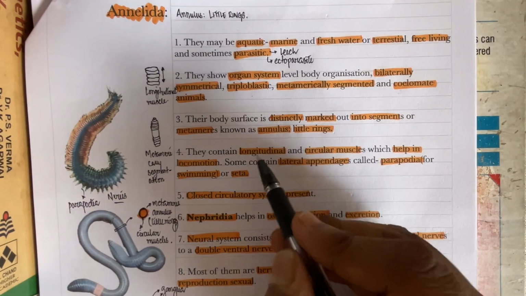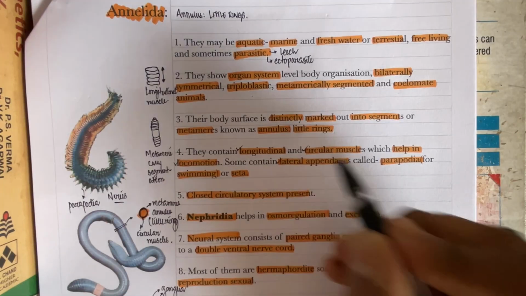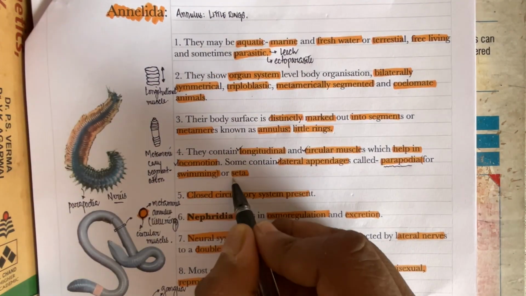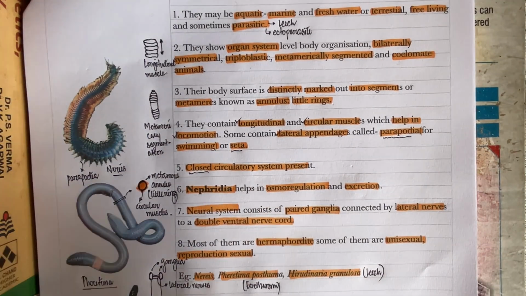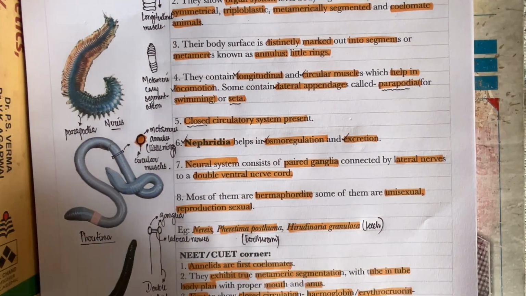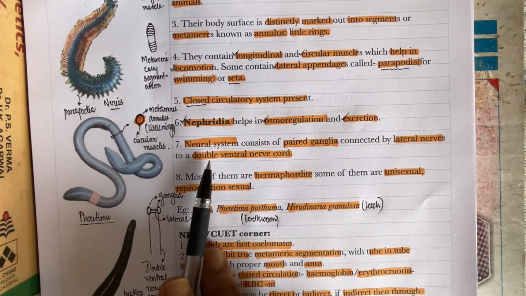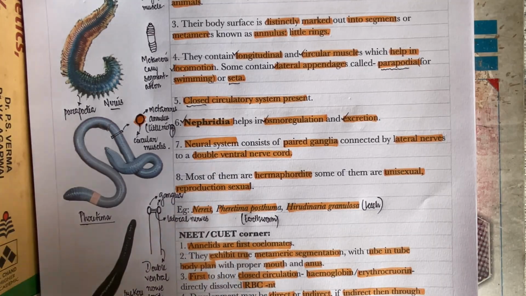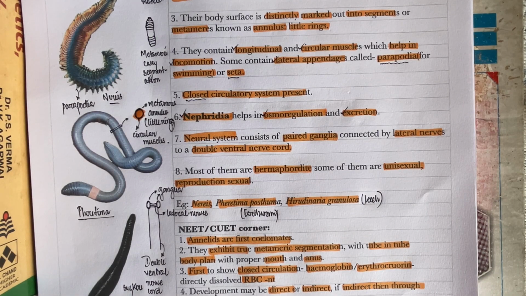They contain longitudinal and circular muscle which helps in locomotion. Some of them contain these lateral appendages called parapodia or seta. Their circulatory system is closed. They have structures called nephridia, which helps in osmoregulation and excretion. Their neural system contains paired ganglia. You can refer to this diagram. It contains paired ganglia connected by lateral nerves and a double ventral nerve cord. They are hermaphrodite. Some of them are unisexual, and the reproduction occurs through sexual means of reproduction. Examples are given hereby. So this is about the phylum Annelida.